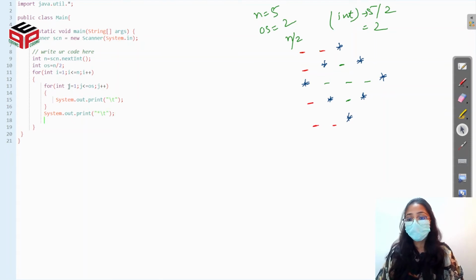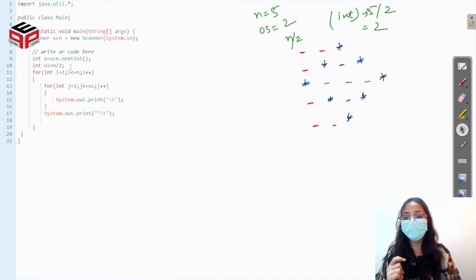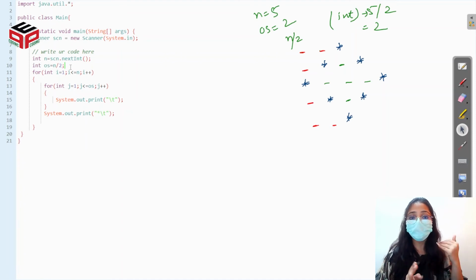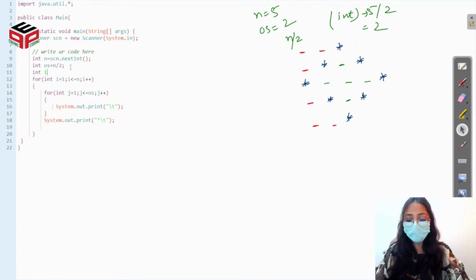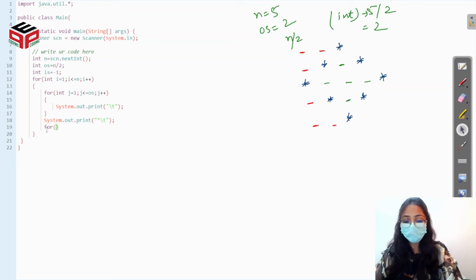Okay, then after printing the star, I want to go for the inner space. So inner space for the first row is starting with -1, as we discussed, to maintain the pattern of the difference of 2. So we are going to take a variable and we will initialize it as -1. So over here I have another loop. And here also I'll print spaces.